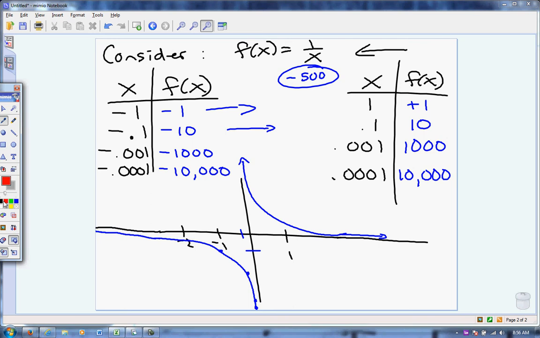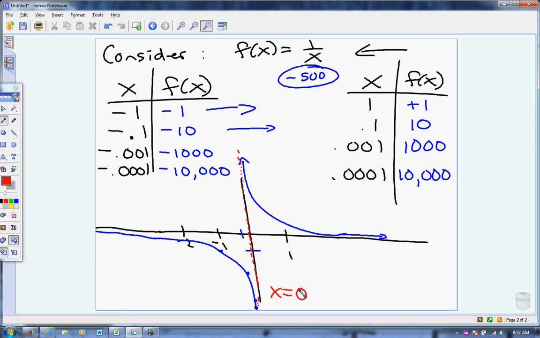And this function has two asymptotes. It has a vertical asymptote right here at x equals 0. It's an invisible line, if you will. If you think of Star Wars, it's like the force field. Okay? The function, most of the time, notice what I said, most of the time, not all the time, the function will not go across the asymptote. Every once in a while it will.